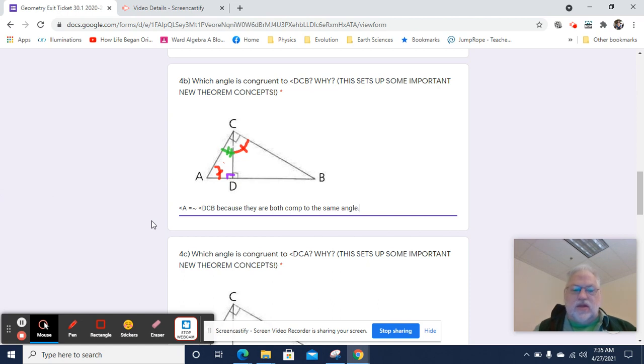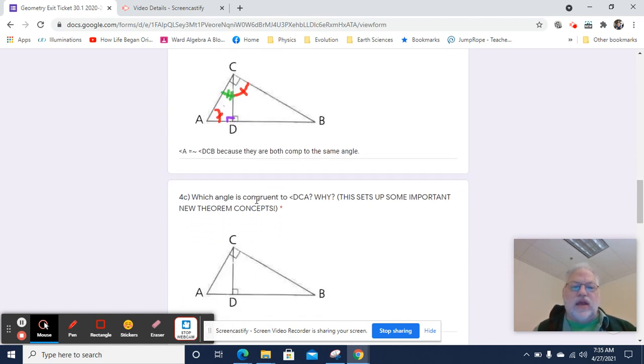Okay, let's take a look at the next one. The next question asks, which angle is congruent to DCA? Well, we've just worked out that DCA is complementary to angle DCB. And there's a couple ways we can work out which angle B is congruent to. Angle B is going to be complementary to angle A, and angle DCA is complementary to angle A as well. And so therefore, angle B has to be congruent to angle DCA because it is complementary to an angle that is also complementary to DCA.